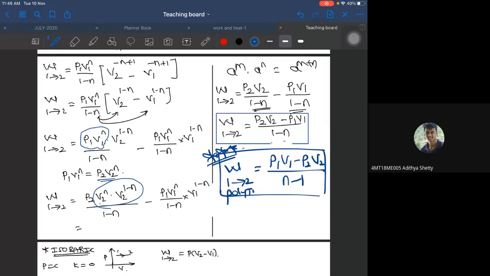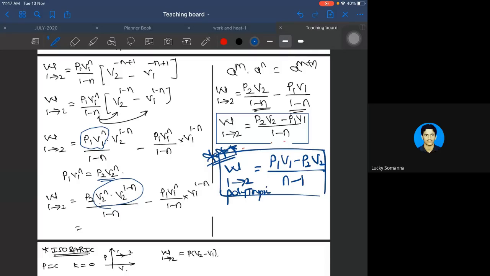Okay. Now, what is the work done from 1 to 2, which is polytropic? P1 V1 minus P2 V2 divided by n minus 1. Yes, Lucky. So what is the expression for polytropic work done from 1 to 2? W from 1 to 2 equal to (P1 V1 minus P2 V2) divided by n minus 1.